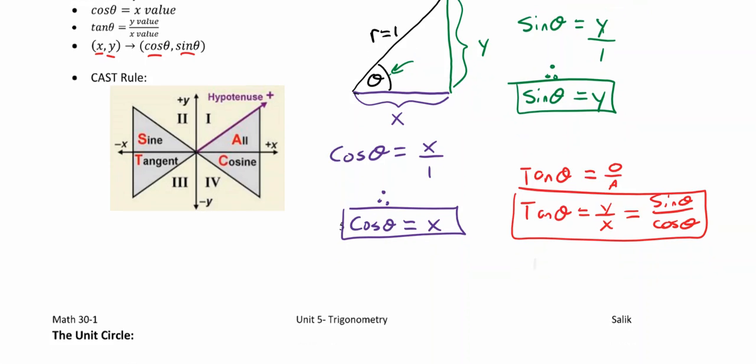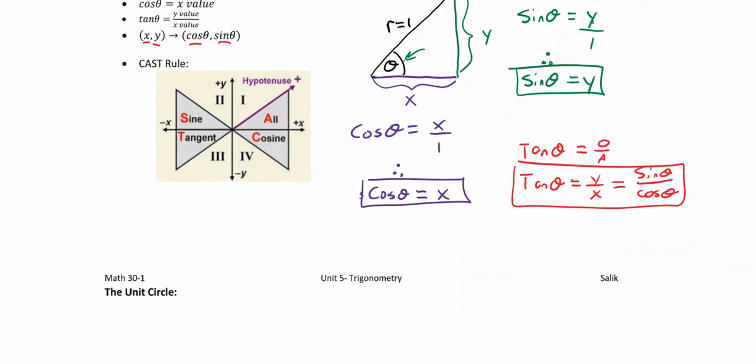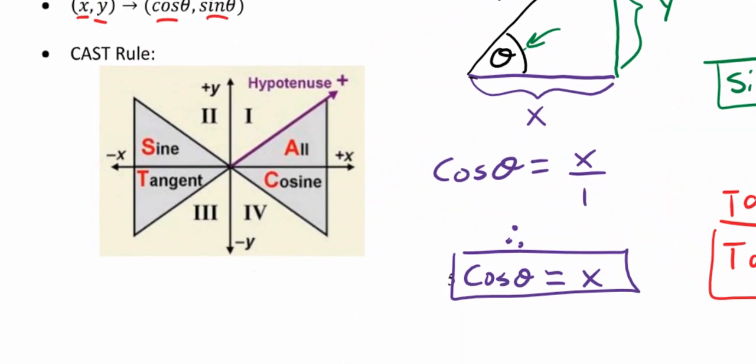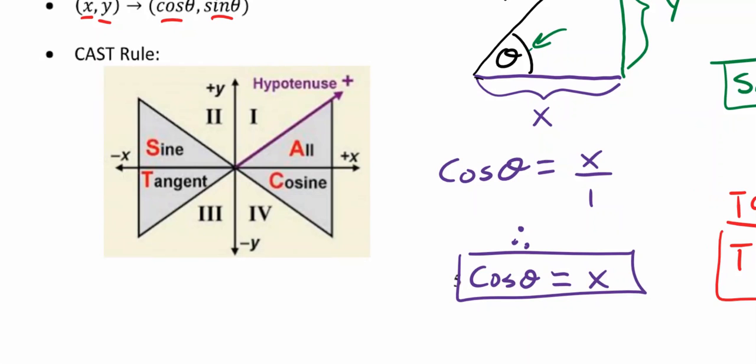Now the other part, let's remind ourselves of the CAST rule. If you guys remember, the CAST rule tells us where the ratio is going to be positive or negative. It starts in the bottom, in quadrant 4, and goes C-A-S-T, so try to remember that it starts down here. In this quadrant, all of the trig ratios are positive. In this one, just sine, and then tan, and cos.